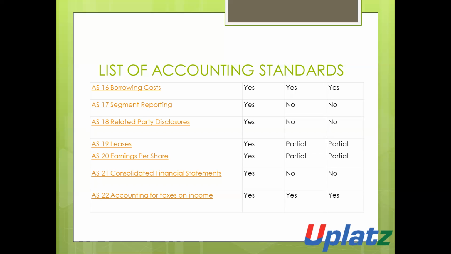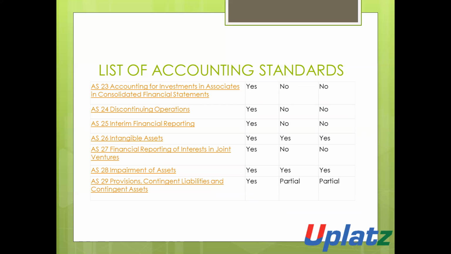AS21 is applicable on Level 1 enterprises, but it is not applicable on Level 2 and Level 3 enterprises. AS22, Accounting for Taxes on Income. It is applicable on Level 1, Level 2 and Level 3 enterprises. It is applicable on all the enterprises. AS23, Accounting for Investments in Associates in Consolidated Financial Statements. AS23 is applicable on Level 1 enterprises only. It is not applicable on Level 2 and Level 3 enterprises.